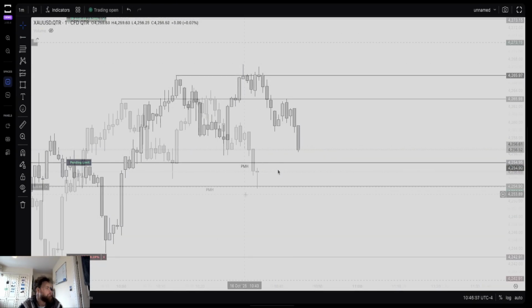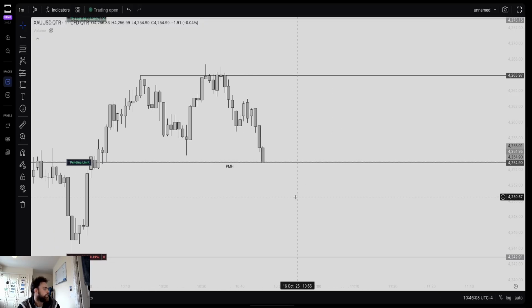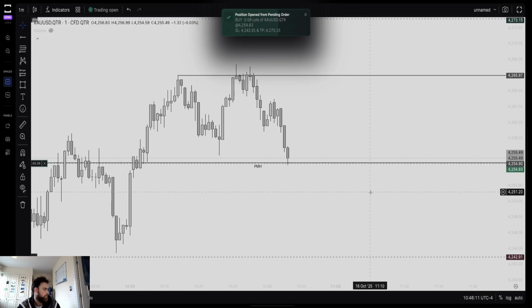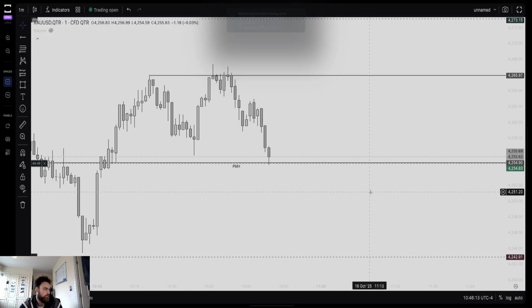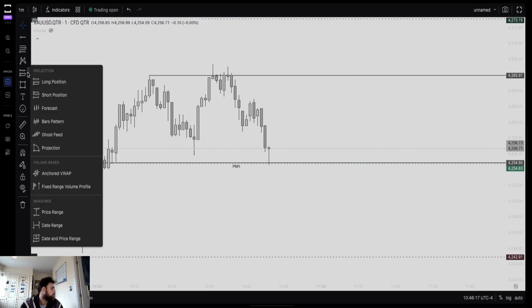And boom. We may see our order get filled here. Boom, order filled. Now we're looking for rejection on this spot and a move to the upside.